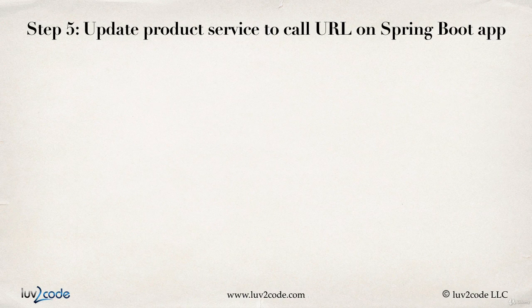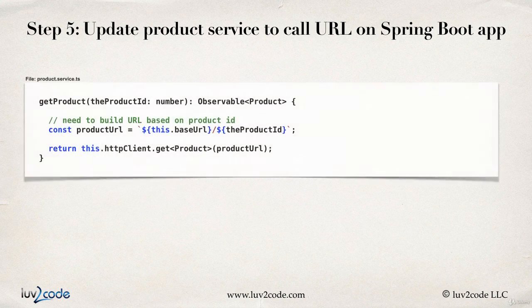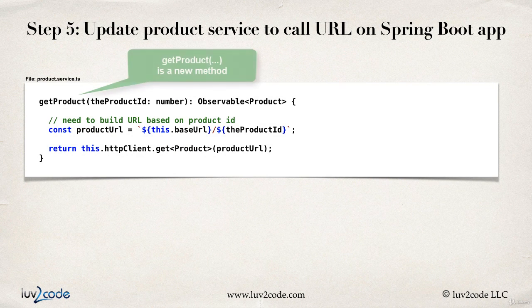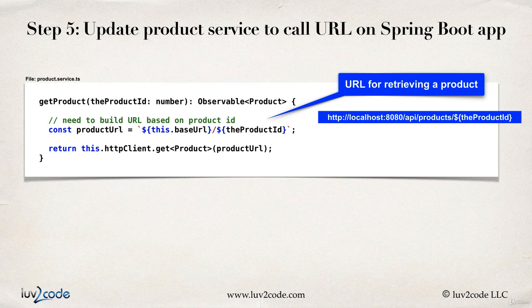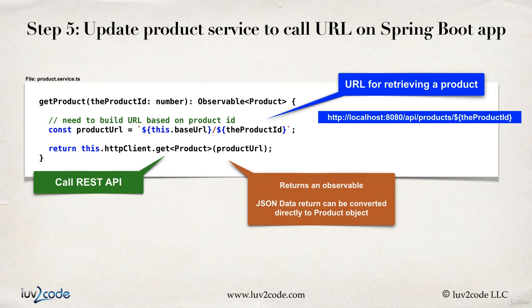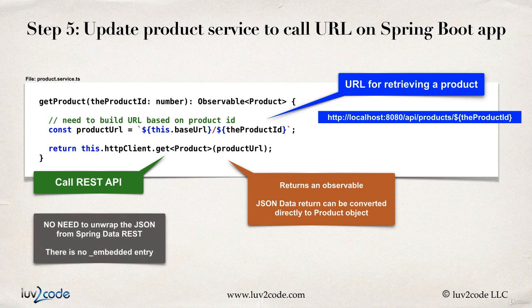Alrighty, step five of updating the product service to call the URL on the Spring Boot app. So here's our product.service.ts. Here's that new method, getProduct. So in this method, we need to build the URL based on the product ID. So we make use of that localhost:8080/api/products/ the product ID. And then we make a call to the REST API using that product URL. This returns an observable. In this case, the JSON data returned can be converted directly to a Product object. So here, there's no need to unwrap the JSON from the Spring Data REST. There's no underscore embedded entry. And we'll see more of that on the next slide.